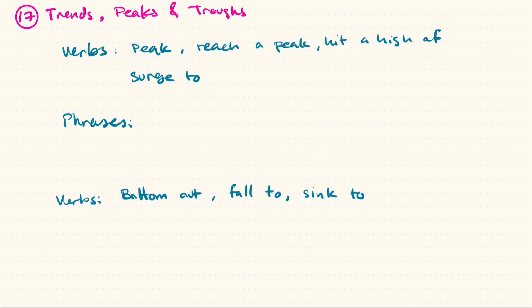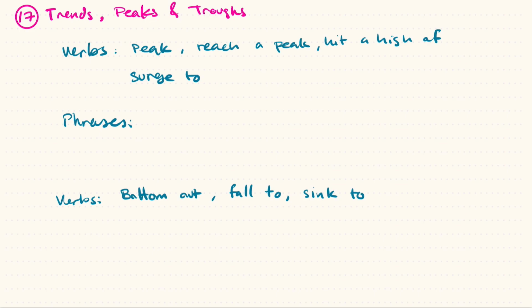So different verbs for a maximum: peak. For example, the sales figure peaked at X number, or reached the peak at X number, or hit a high of 10,000 units per month, for example, or the sales figure surged to X value, surged to $10,000 per month or year, or whatever that number is.